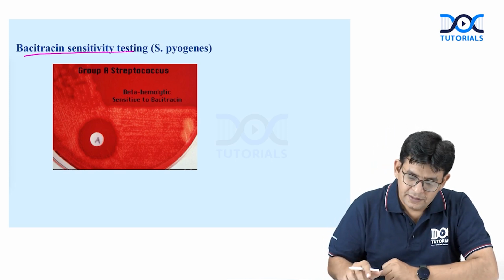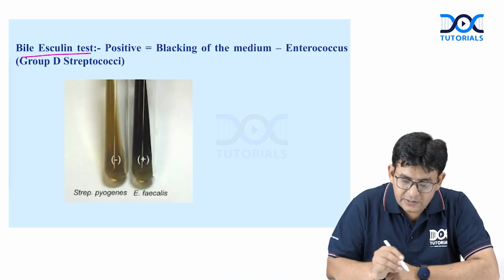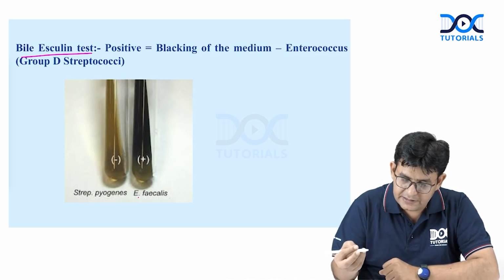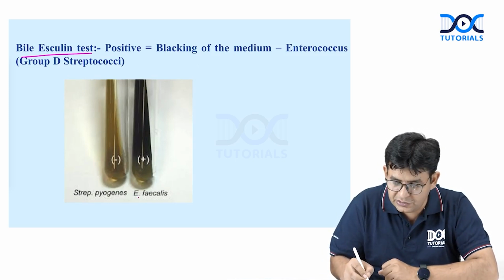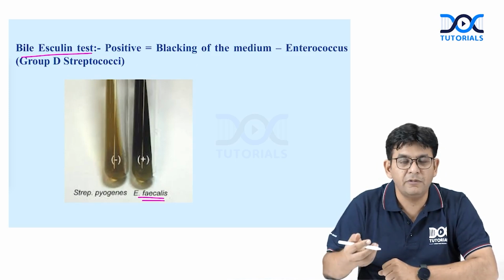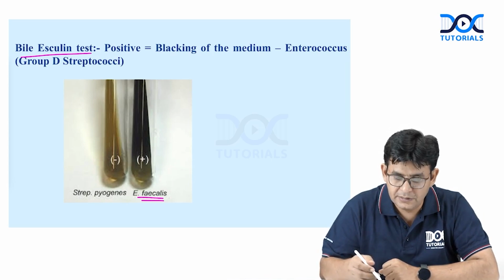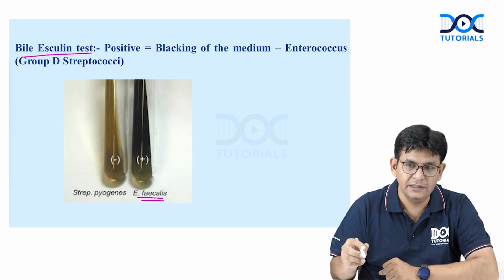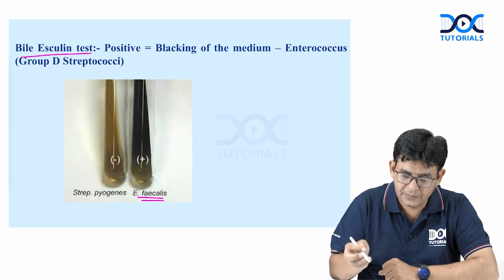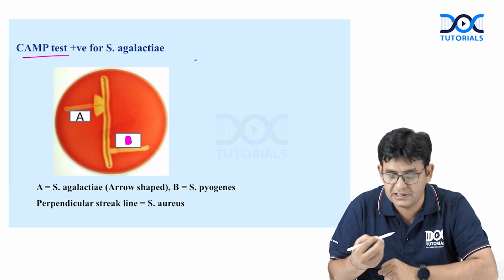Got my point? Now, regarding the bile esculin test, this is the bile esculin test. Pyogenes gives it negative and Enterococcus changes to the positive one. And I've already told you the black colored colonies come in this particular bile esculin agar or test. CAMP test, which we have discussed also.